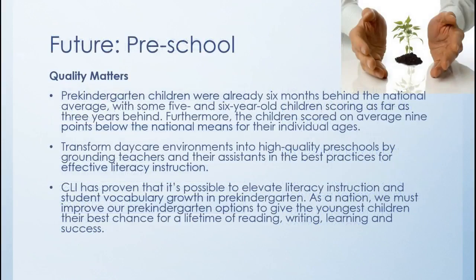The future is preschool. Quality matters. Pre-K children were already 6 months behind the national average, with some 5 and 6-year-old children scoring as far as 3 years behind. The children scored on average 9 points below the national means for their individual ages. These are children who weren't in any type of preschool.